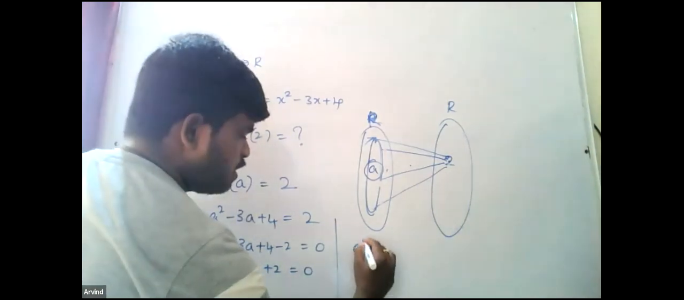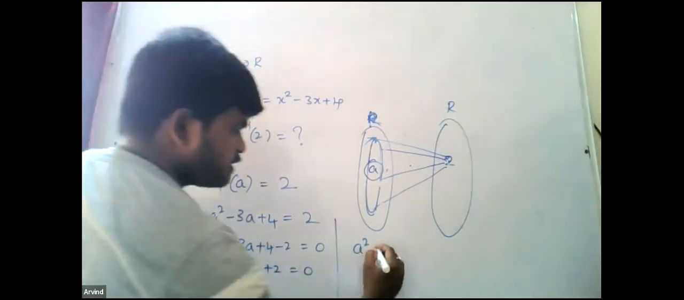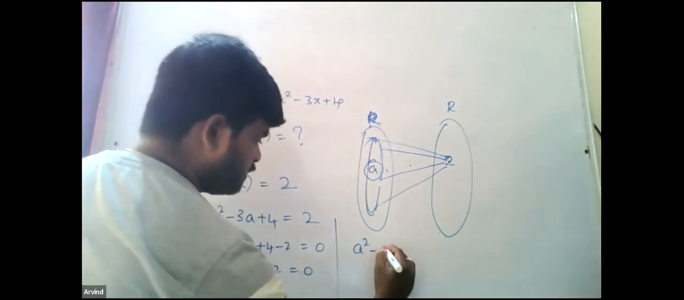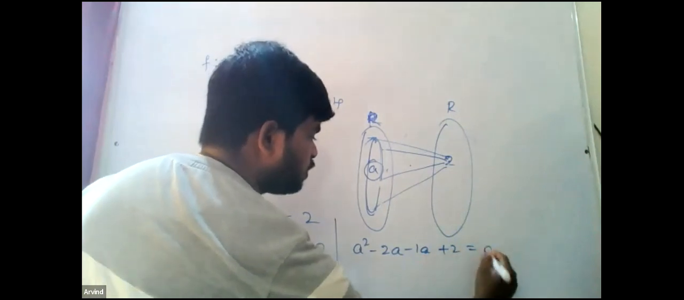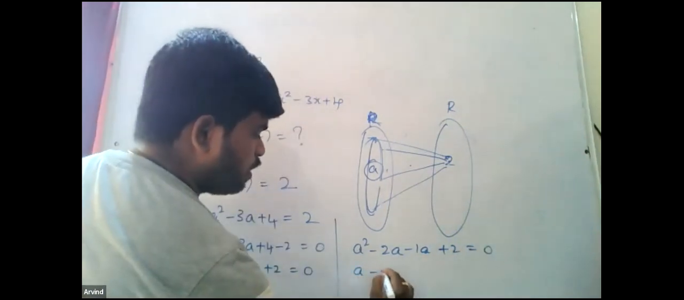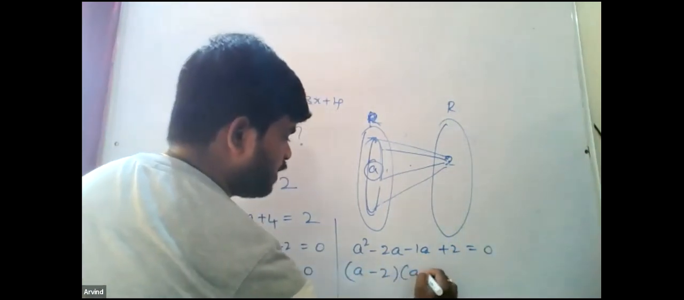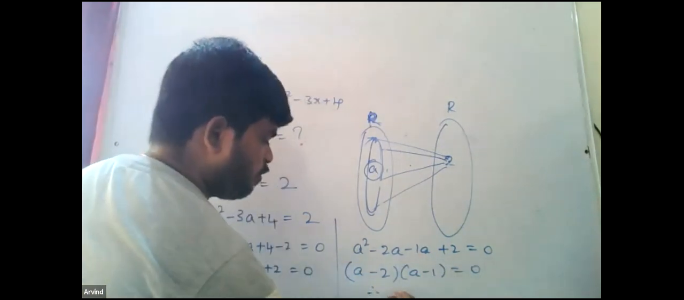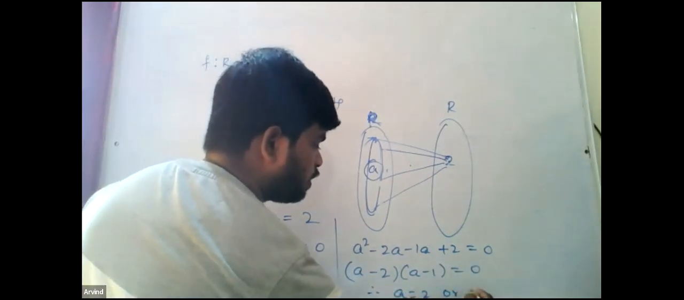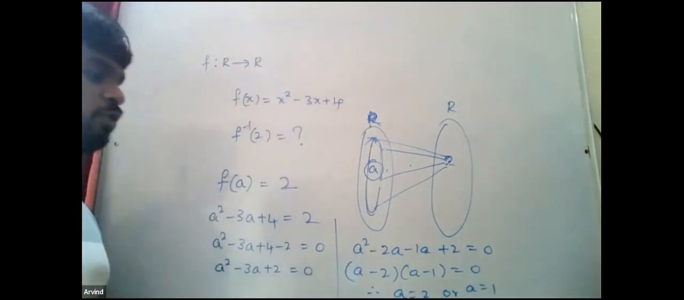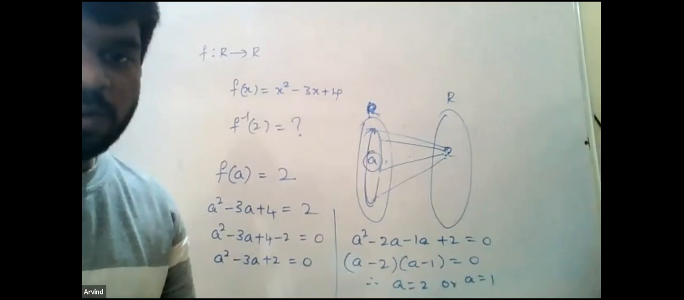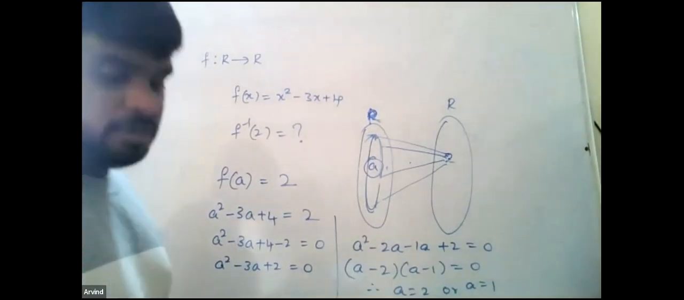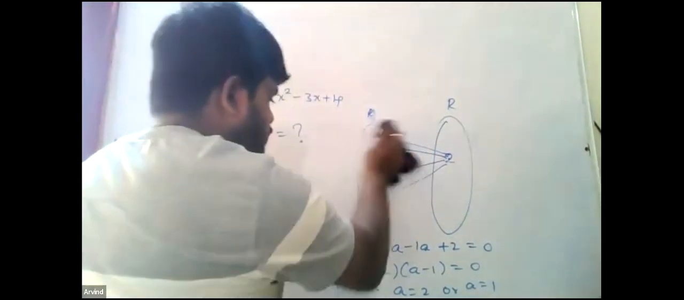If you factorize, I can split this as a square minus 2a minus 1a plus 2 equal to 0. So (a minus 2)(a minus 1) equal to 0. Therefore a equals 2 or a equal to 1. Therefore the value of a is 2 or 1. Now I guess it's visible. I repeat it again, there is nothing to get confused.